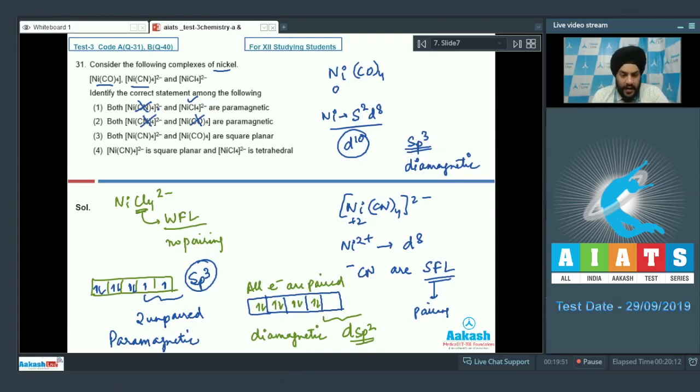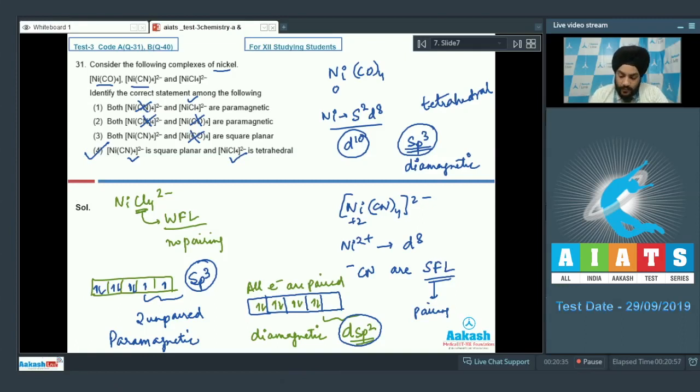If you look at the third statement now, both [Ni(CN)4]2- and Ni(CO)4 are square planar. So we had seen that [Ni(CN)4]2- is square planar because of dsp2 hybridization, but Ni(CO)4 has sp3 hybridization, so it is going to be tetrahedral. Okay, so Ni(CO)4 is not square planar, so it means that the fourth option must be correct. Let us check the option. So it says [Ni(CN)4]2- is square planar. This is correct, students. And [NiCl4]2- is tetrahedral. This is also correct, students. So for this question, we have to mark the correct answer as option 4.